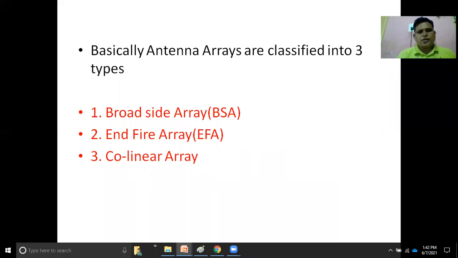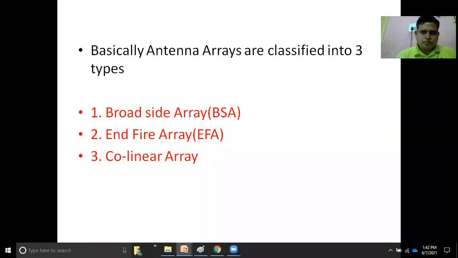There is another one, the collinear array, but in our syllabus we don't have it, so we are not discussing this topic. We'll discuss the broadside array and end-fire array cases.